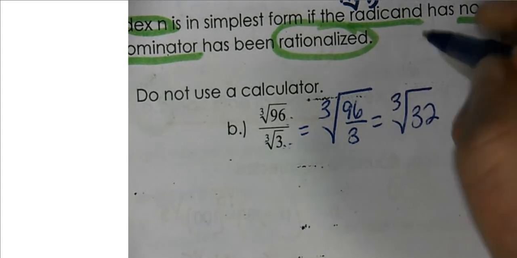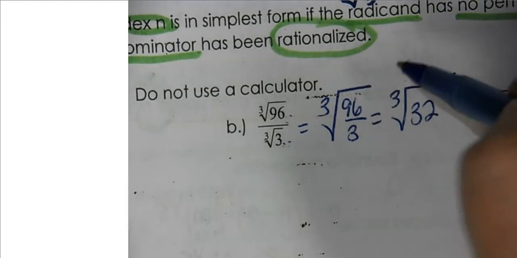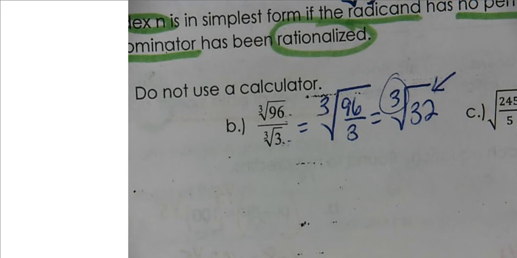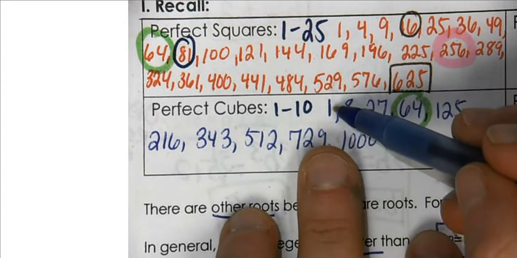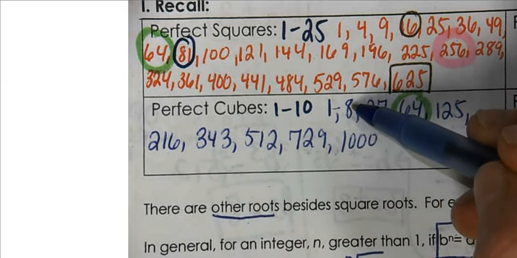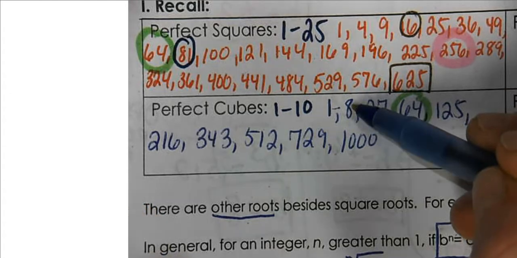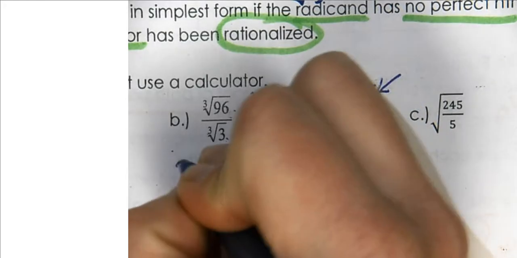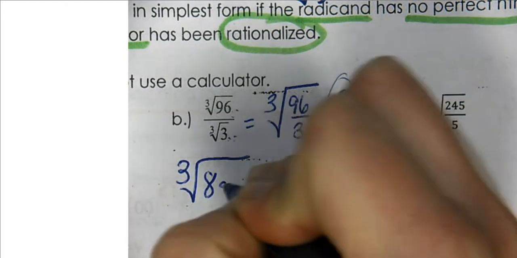So now what I want to do when it comes to 32 is look at the root that I'm taking. I'm taking the cube root. So I have to ask myself, does there exist a perfect cube factor? So what does that mean? If I were to go back to my list of perfect cubes that I had on day 1, obviously 1 will always work with everything, but can 8 go into 32? Is that a factor of it? Yes. So I'm going to rewrite this problem as the cube root of 8 times 4.